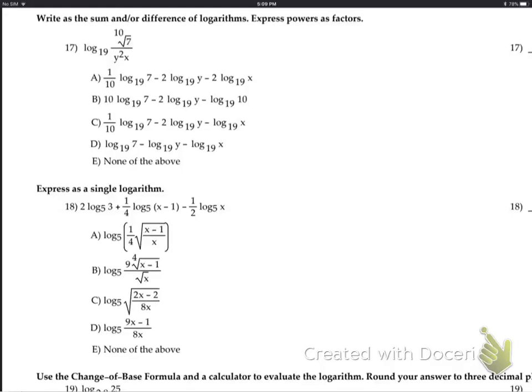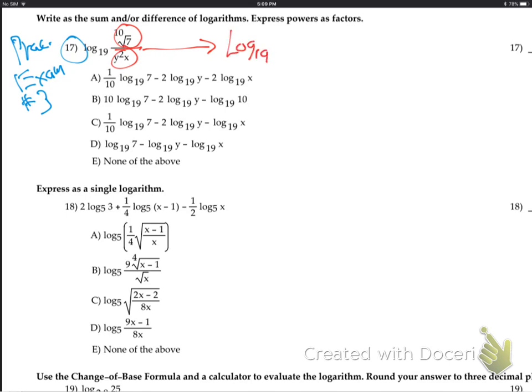Okay, let's take a look at problem number 17. This is off of practice exam number 3. This one's got a little trick to it. Here's the deal. With logarithms, we know that when we have something divided by something, that becomes subtraction, right?